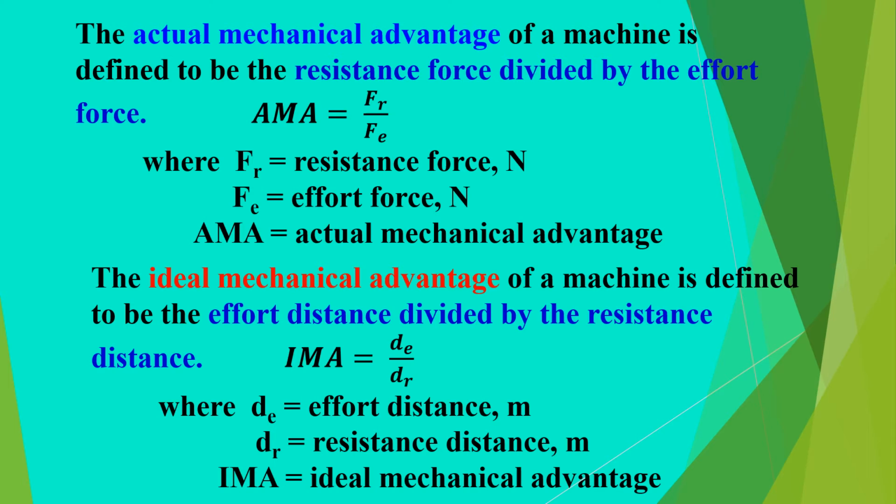The ideal mechanical advantage of a machine is defined to be the effort distance divided by the resistance distance. IMA equals D sub E over D sub R, where D sub E is the effort distance in meters, D sub R is the resistance distance in meters, and IMA equals the ideal mechanical advantage, which is unitless.